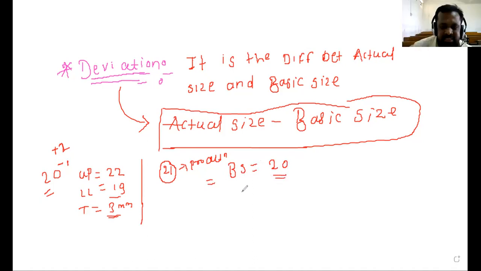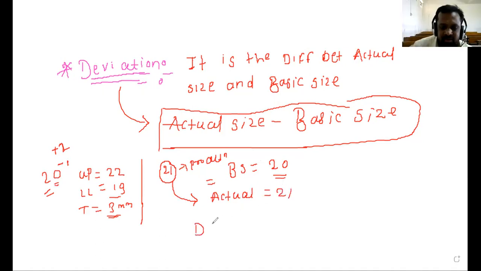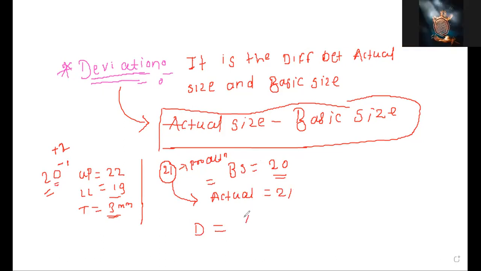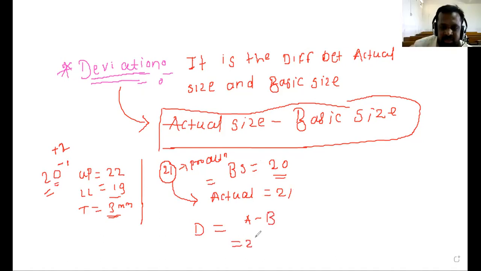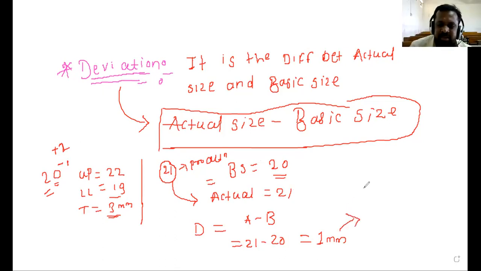Basic size means it is the exact size. If we get exactly this size, it is a good size. And what is the actual size? 21. Then how to calculate the deviation? Deviation is equal to actual size, 21, minus basic size, 20. That is 1. One is the deviation.